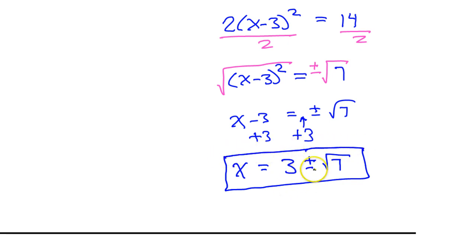Please understand that this really means two solutions, 3 plus radical 7 or 3 minus radical 7. That's what that really means.